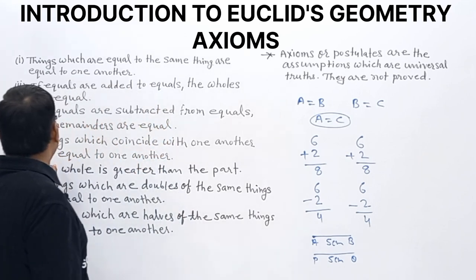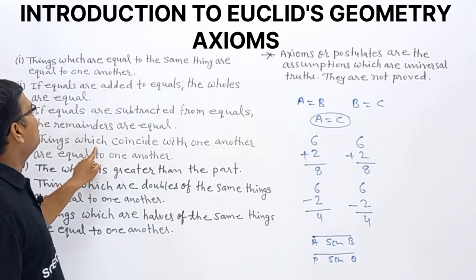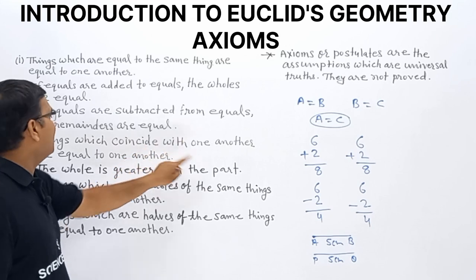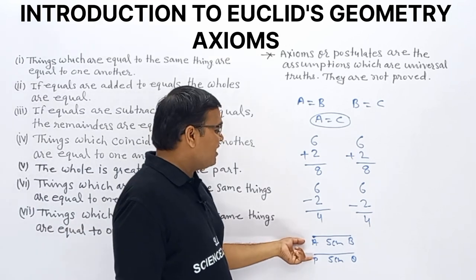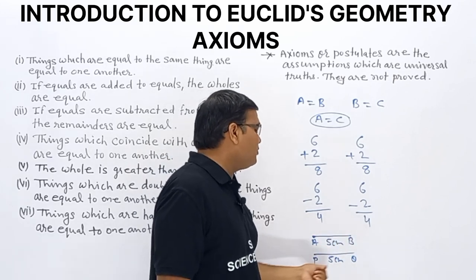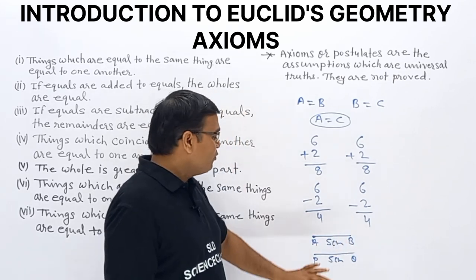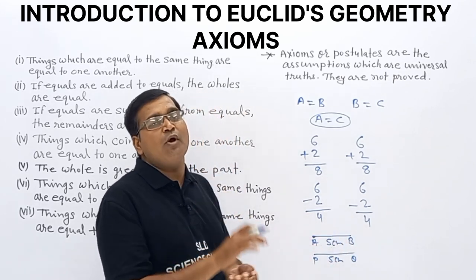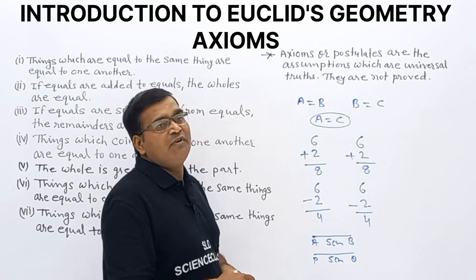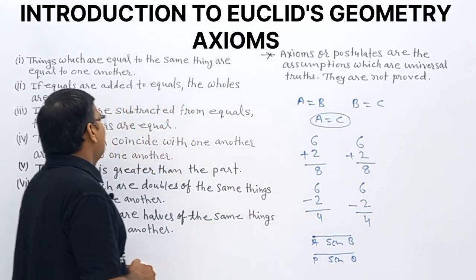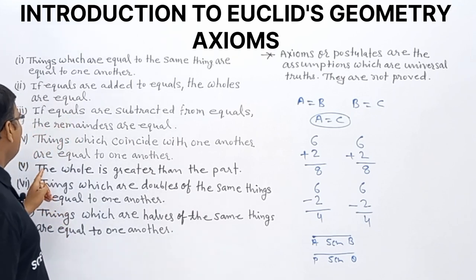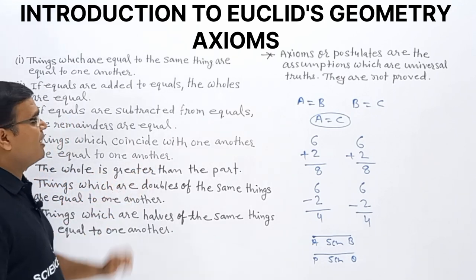Things which coincide with one another are equal to one another. Two lines we are having: AB is 5 centimeters, PQ is 5 centimeters. Once both lines coincide, then we can say both are equal. This is the meaning.